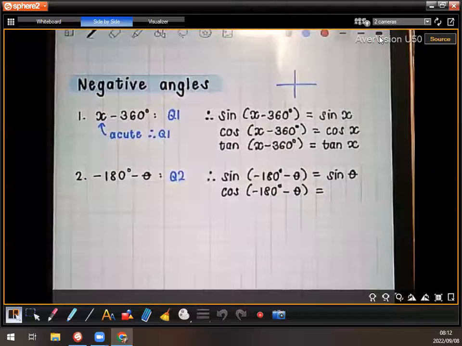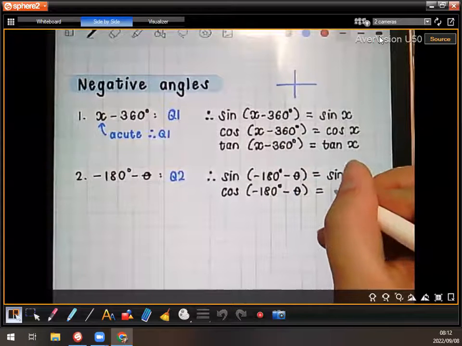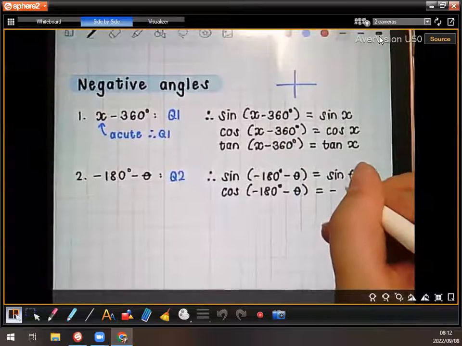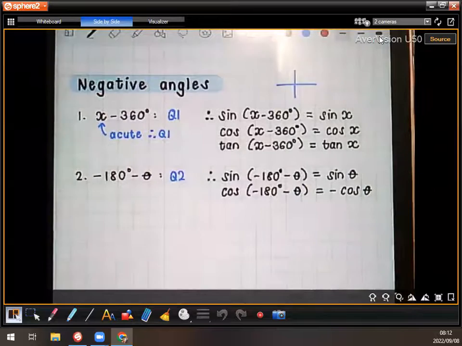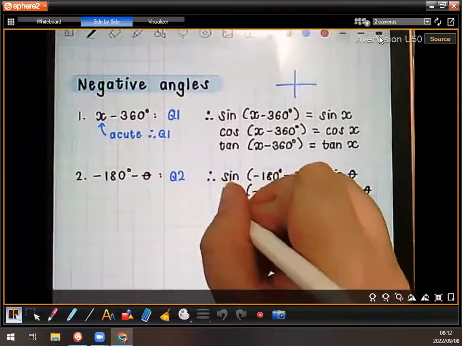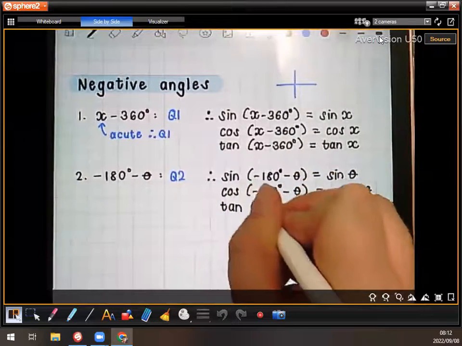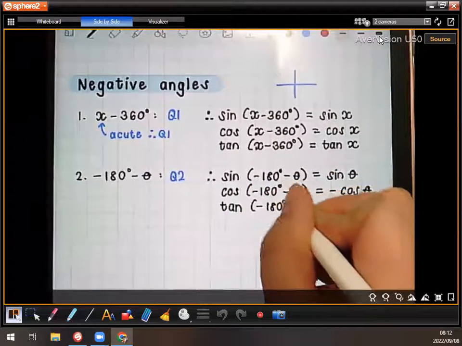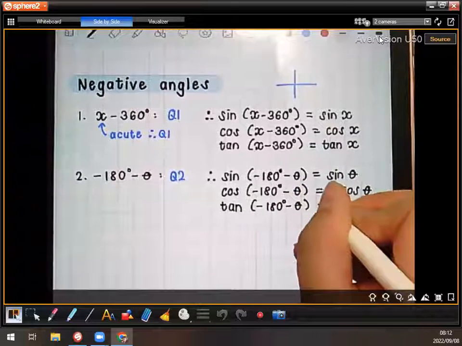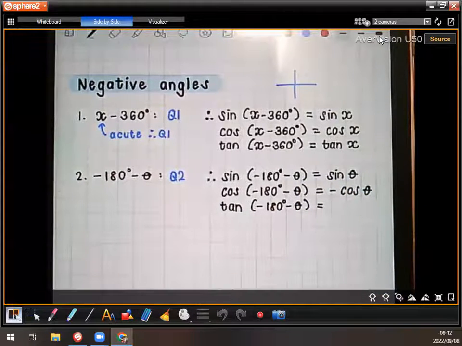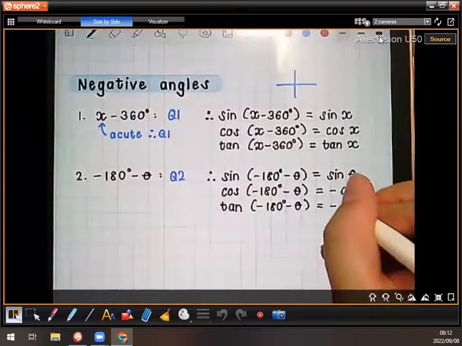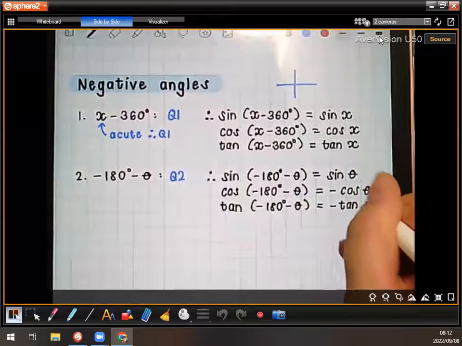What is cos in the second quadrant? Negative. So this is going to become negative cos theta. And right, in the second quadrant, tan is negative. So this is going to become negative tan theta.